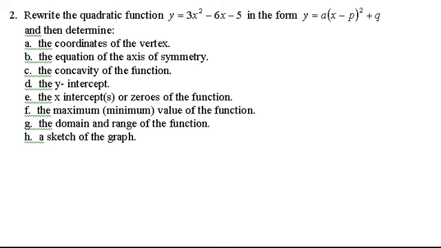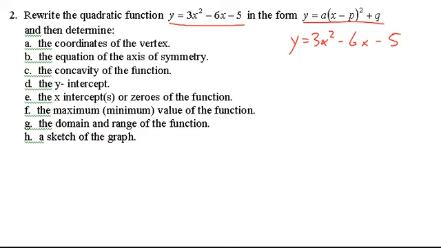So here, if we're trying to rewrite this quadratic in the form of y equals a times x minus p all squared plus q, by the way, what is this form called? Vertex graphing. So let's start with standard form there. Y equals 3x squared minus 6x minus 5. What am I going to do to get it into that other form? Complete the square. Before I can complete the square, what's the first step?